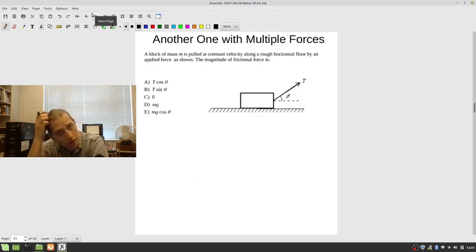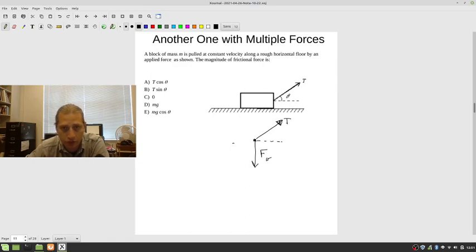Here's another one, a little bit harder, but let's read it and try to recall what the key piece of information in this type of problem would be. It says, a block of mass m is pulled at constant velocity along a rough horizontal floor by an applied force as shown. The magnitude of the frictional force is. Well, let's see what all of our forces are. I will draw my block as a dot. What forces do I know? I've got to have a force of gravity. What else? They give me the tension force here.